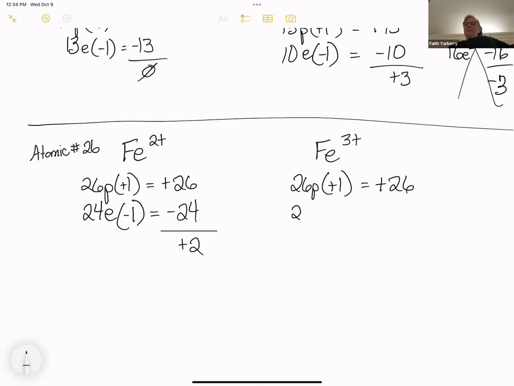And the iron 3+ has 23 electrons, and therefore it's a -1 charge each, so it adds up to a -23. The two together, the protons and the electrons, add up to a +3 charge. Questions? I'm not going to talk about how to name them today. I'm just trying to get these concepts of what is a cation, what is an anion, and what does that mean down today.